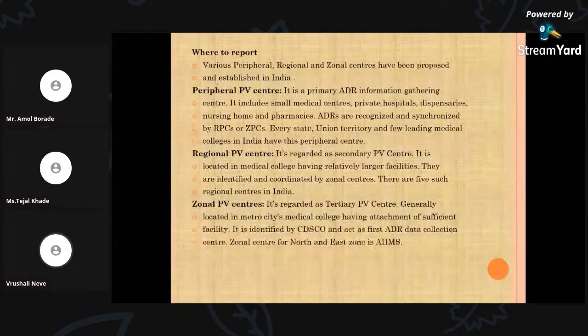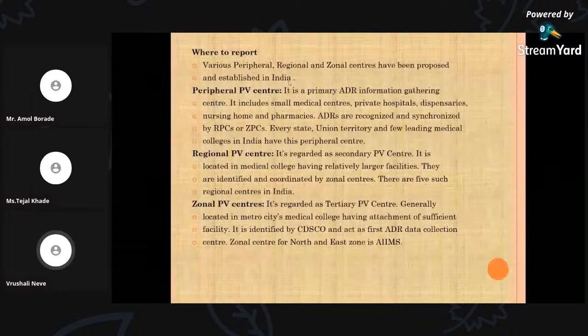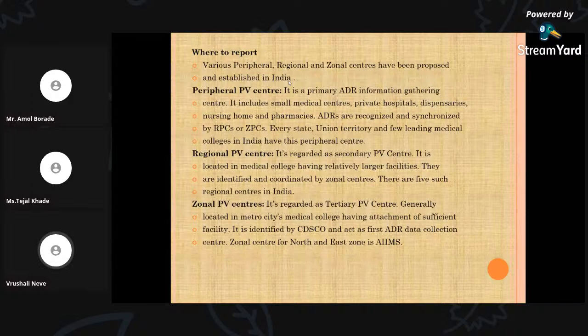Now, where to report? Various peripheral, regional, and zonal centers have been proposed and established in India, where we can report adverse drug reactions. First is the peripheral PV center. It is the primary area information gathering center. It includes small medical centers, private hospitals, dispensaries, nursing homes, and pharmacies.